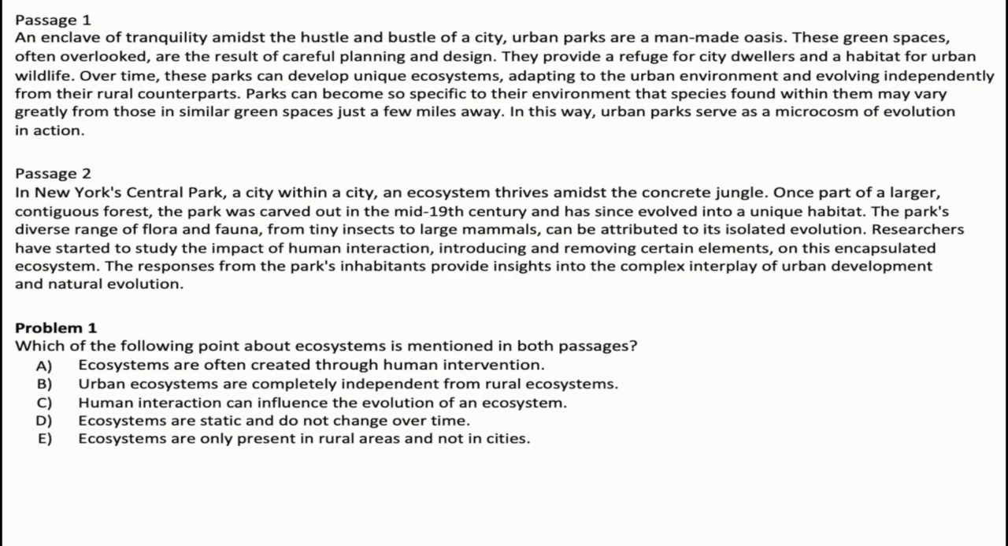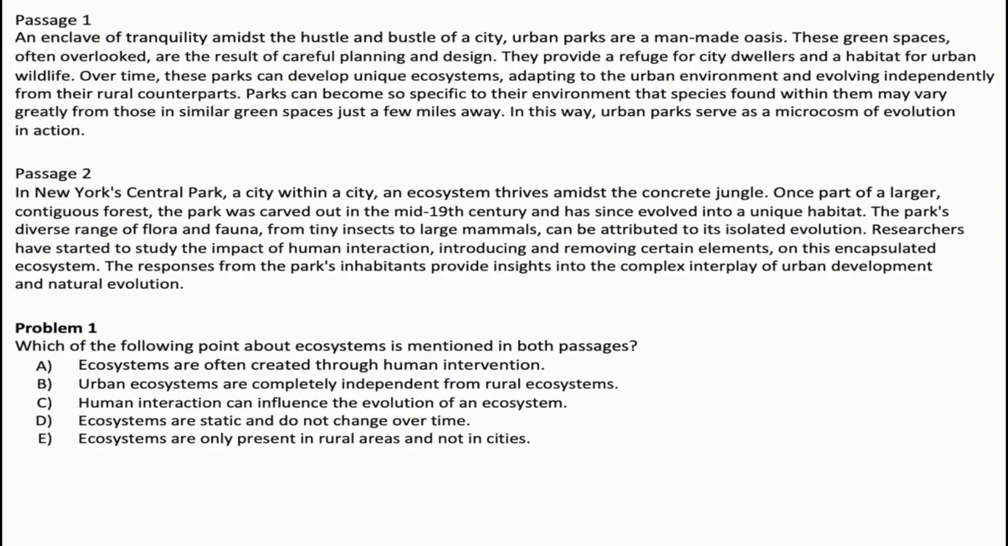C, human interaction can influence the evolution of an ecosystem. Absolutely, passage 2 says that. Passage 1 says they help design the park, and it says the parks can adapt to the urban environment, but it's not so much about human interaction. D, ecosystems are static and do not change over time. No, they definitely change. And E, ecosystems are only present in rural areas, not cities. No way, these are both about cities.